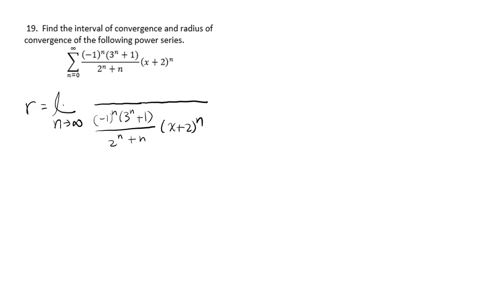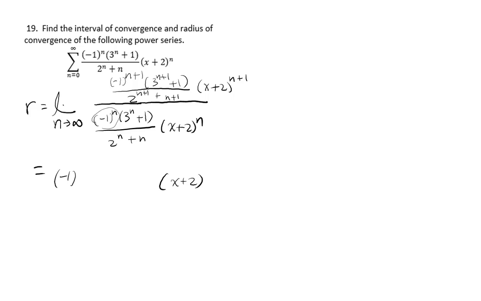And then over on the top, just replace all the n that you wrote down by n plus 1. 3 to the n plus 1 over 2 to the n plus 1 plus n plus 1. And this will be x plus 2 to the n plus 1. Okay, so these two are easiest. x plus 2 to the n will cancel away, leaving x plus 2. Negative 1 to the n plus 1 and negative 1 to the n will cancel away, leaving a negative 1.